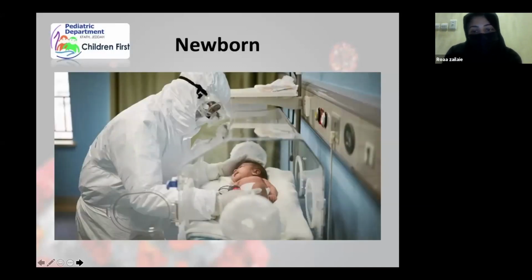Regarding the second part, the newborn, there is no evidence for intrauterine vertical transmission of COVID-19 from an infected pregnant mother to her fetus. It is well known that an infected mother can transmit the COVID-19 virus through respiratory droplets during breastfeeding, and COVID-19 is not known to cause any fetal congenital anomaly.